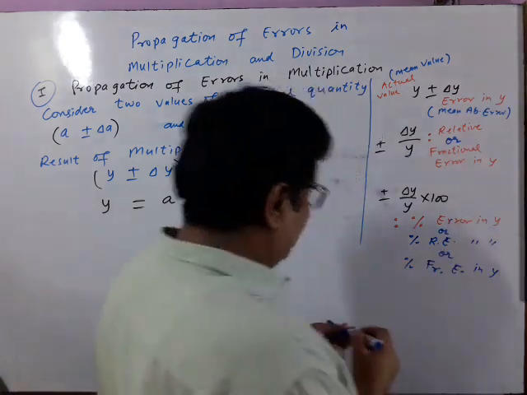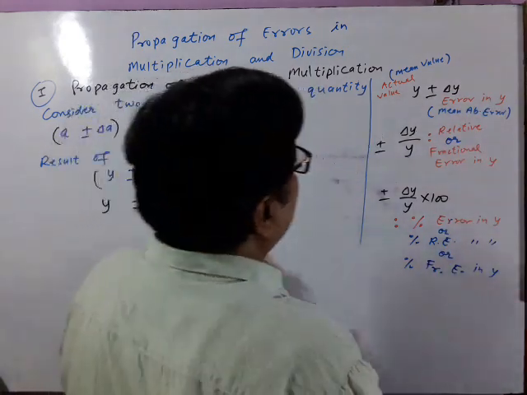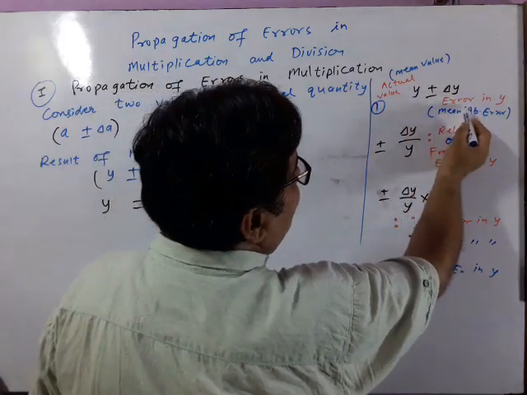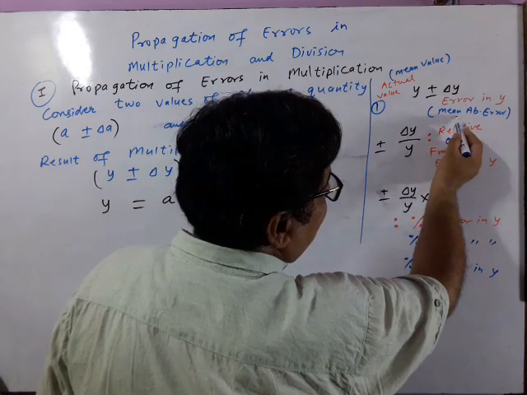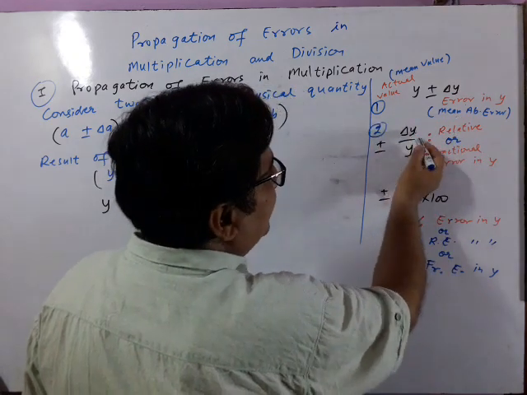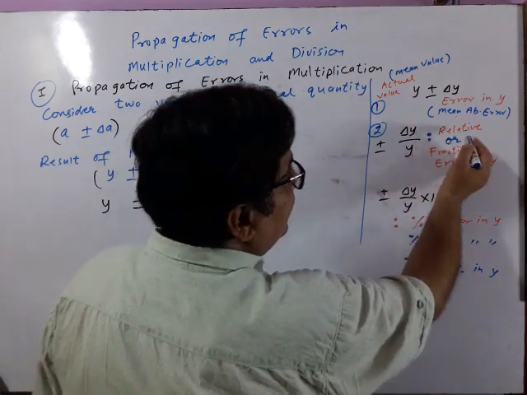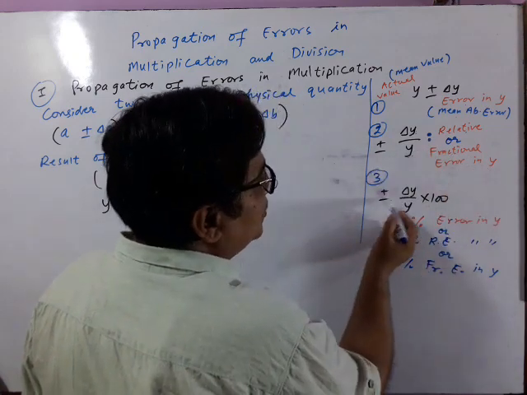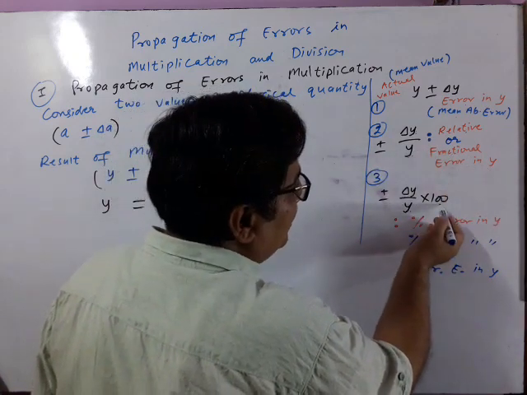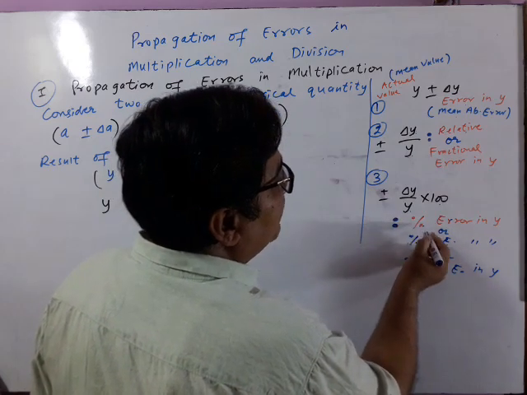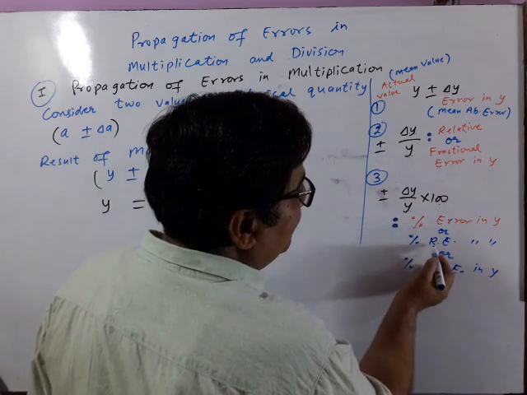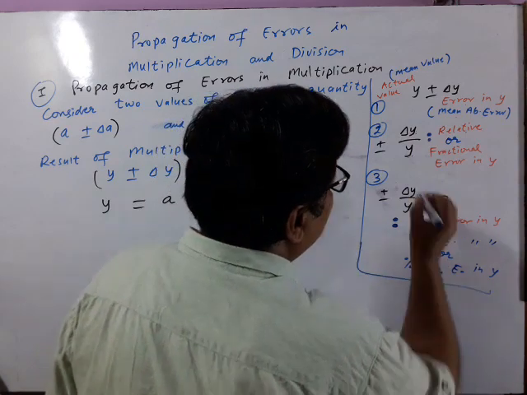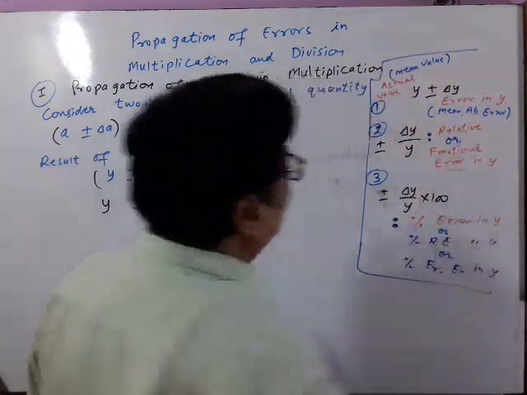So remember these things. Point number 1, y plus minus delta y, where delta y is the error in y or mean absolute error. Point number 2, delta y upon y is called the relative or fractional error in y. Point number 3, plus minus delta y upon y into 100 is called the percentage error in y, full name percentage relative error in y or percentage fractional error in y. Remember these 3 points.